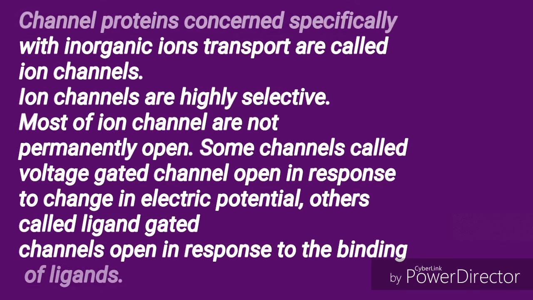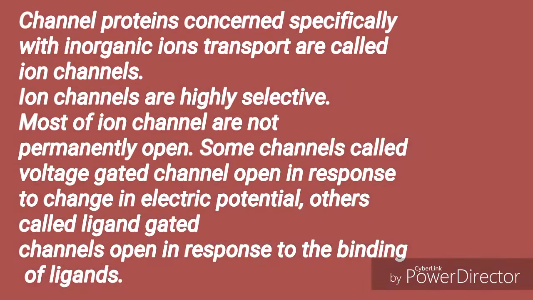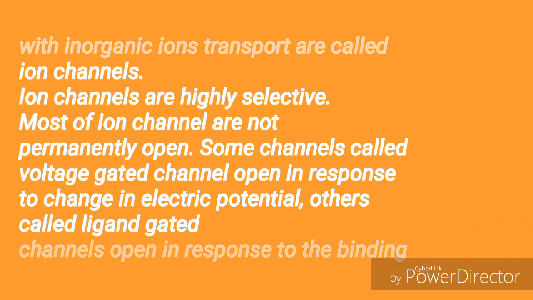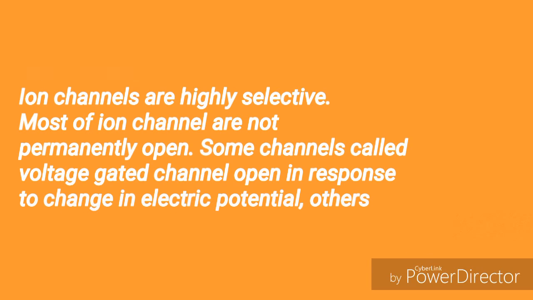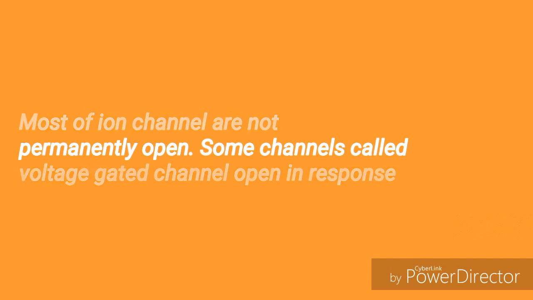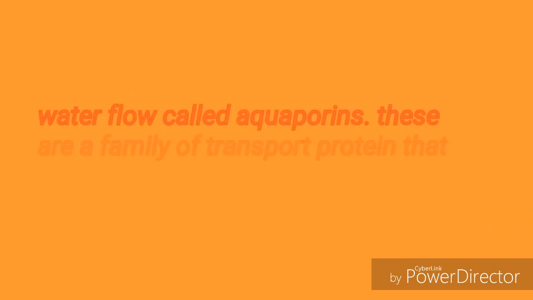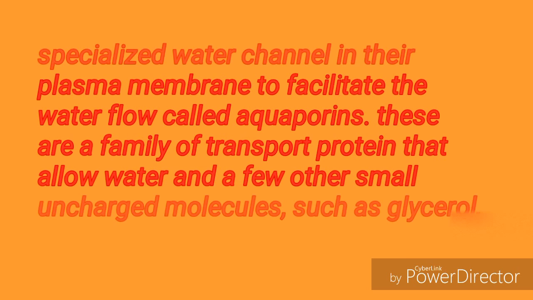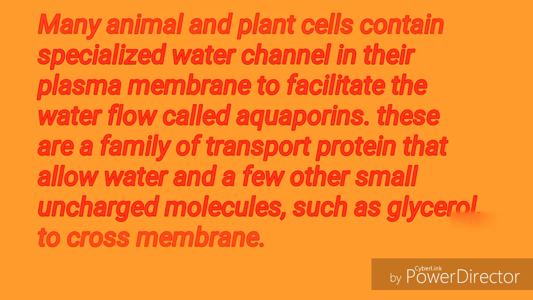Most ion channels are not permanently open. Some channels called voltage-gated channels open in response to change in electric potential, others called ligand-gated channels open in response to the binding of ligands. Many animal and plant cells contain specialized water channels in their plasma membrane to facilitate the water flow, called aquaporins.